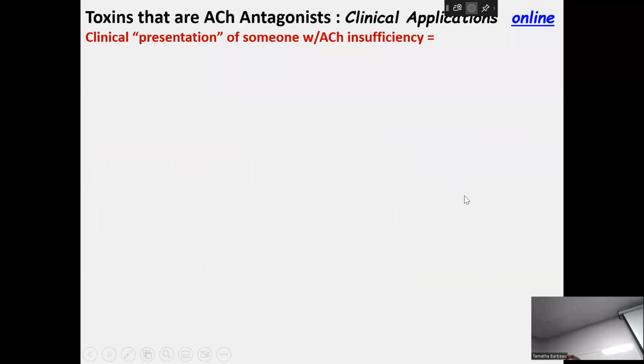Three things that produce toxins that can cause hypotonia. And there's a clinical app online for this. So the clinical presentation of someone with less acetylcholine, not enough. These are going to be acetylcholine blockers and they're going to be equally bad.